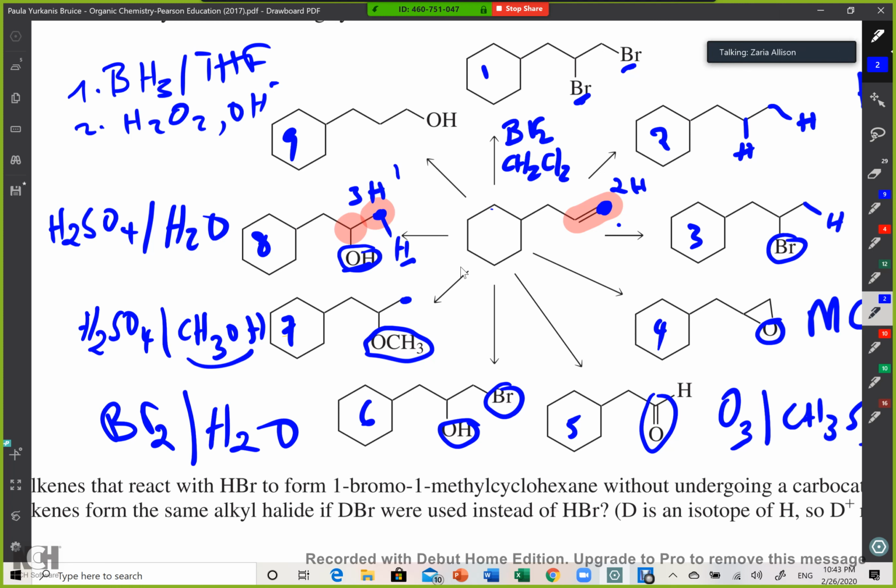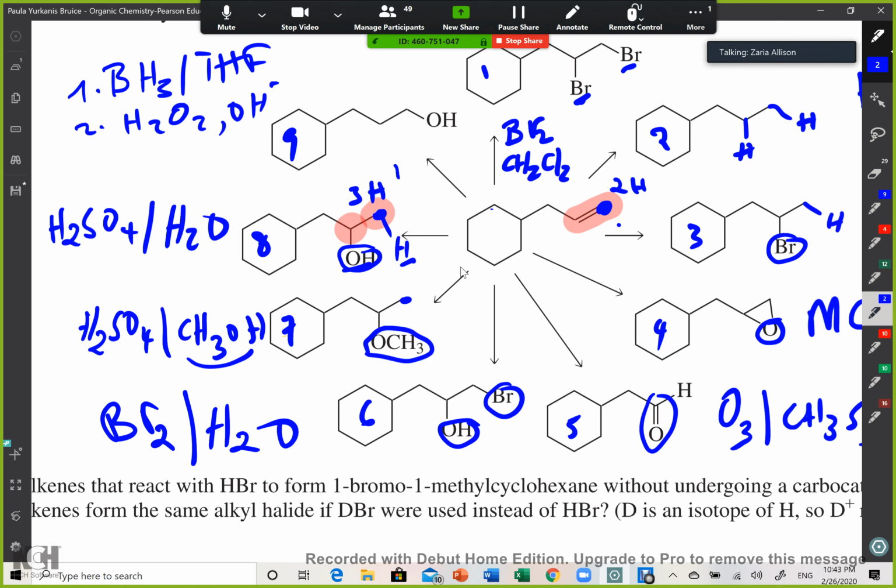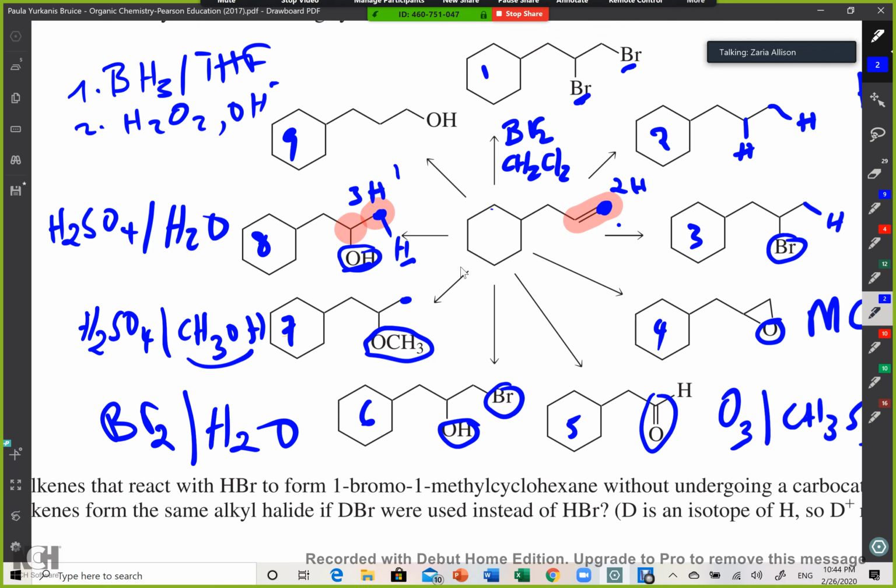Okay, one more question. For section 8, instead of H2SO4, if we put H3O plus, would you still get the same thing? If you put H3O plus, that's still correct.